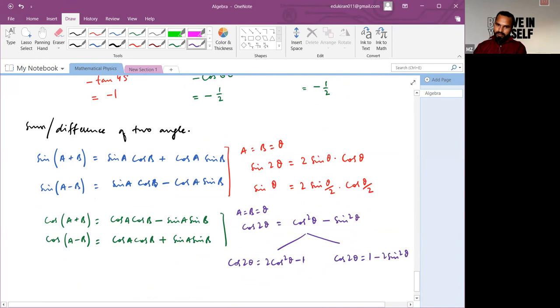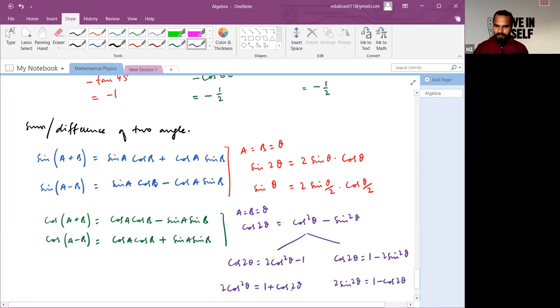If you move this particular one to the other side, it will come out to be 2 times cos square theta is equal to 1 plus cos 2 theta. If we move this particular sign to the other side and 1 plus cos to the other side, it will be 2 times sine square theta is equal to 1 minus cos 2 theta.